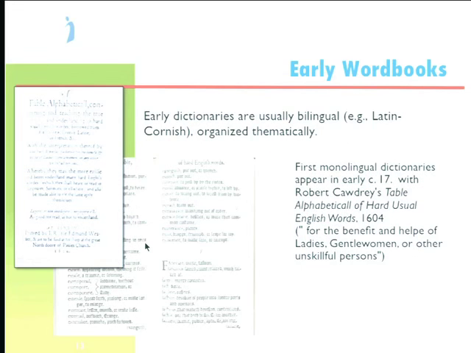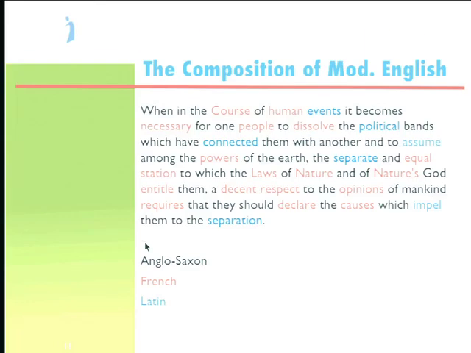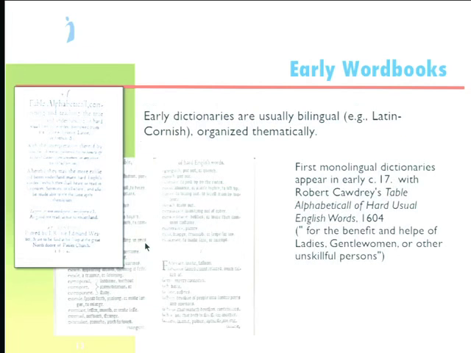But the first monolingual English dictionary appears in 1604, Robert Cawdrey's Table Alphabeticall of hard, usual words for the benefit and help of ladies, gentlemen, and other unskillful persons. What's the idea? Well, there are all these new words, like events and political and connected and assumed and separate, which have been coined from Latin bases. These people, clerks who don't know Latin, women who haven't studied Latin, don't understand these words, so they need a dictionary to help them understand these words.